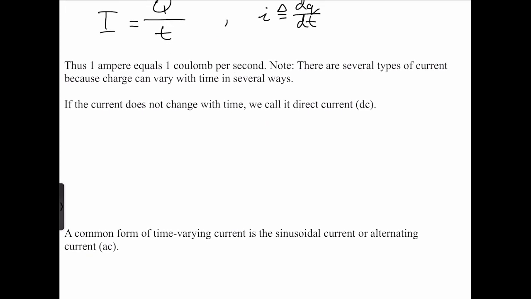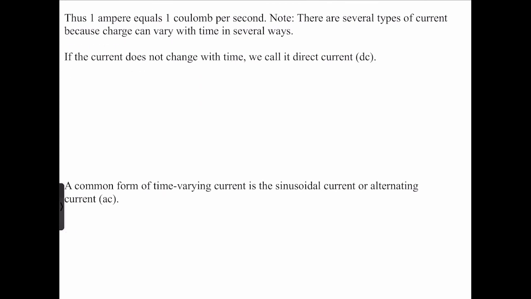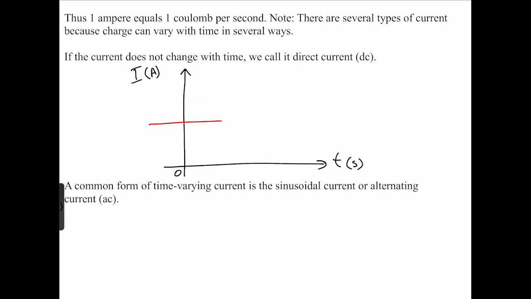And note that there are several types of current because charge can vary with time in several ways. If current does not change with time, we call that direct current, and we can have a graph to describe what that looks like. This is going to be current versus time, and current is going to be in amperes, with the zero mark, and here we have a DC current. So we can make that 2 amperes.